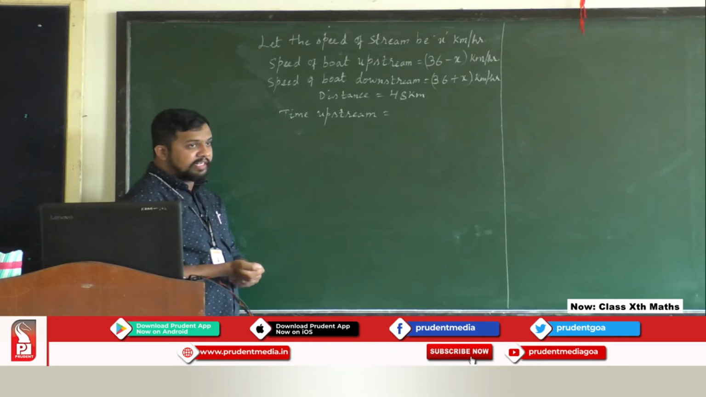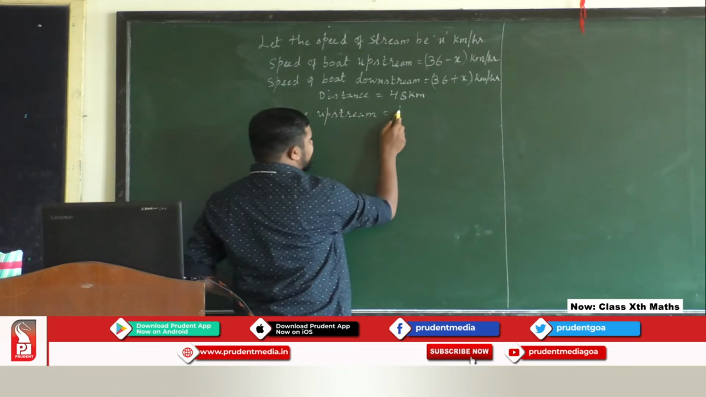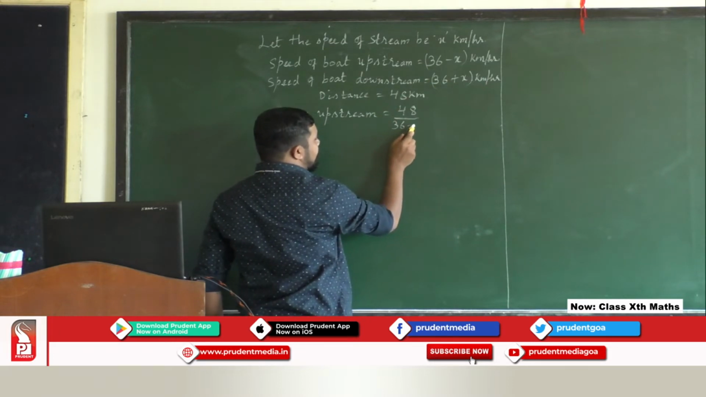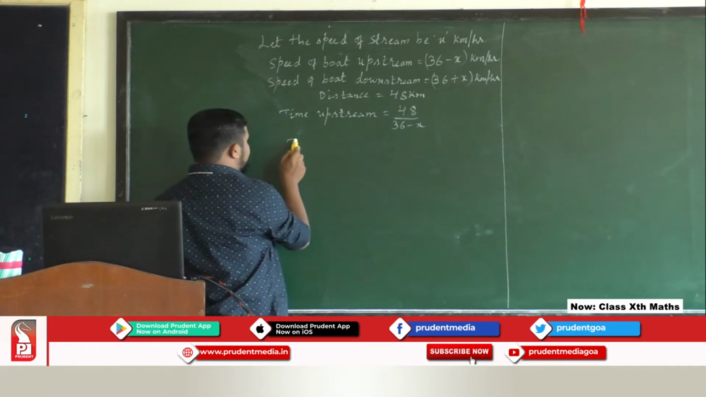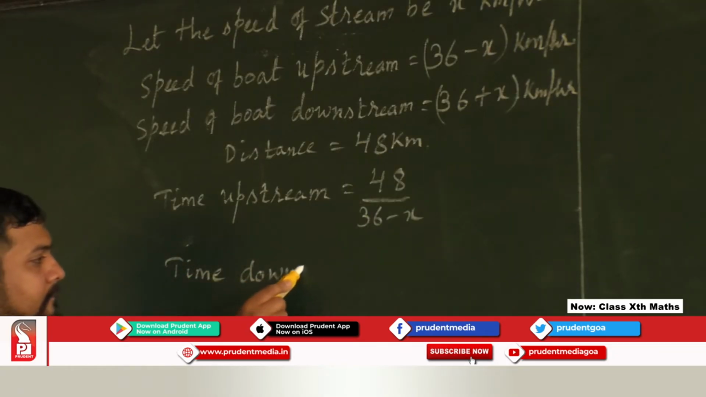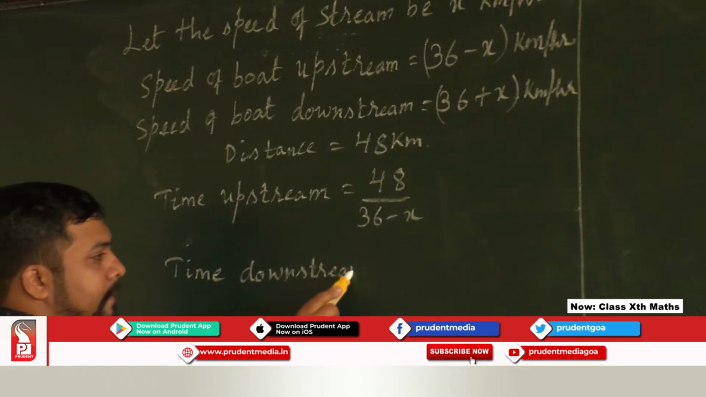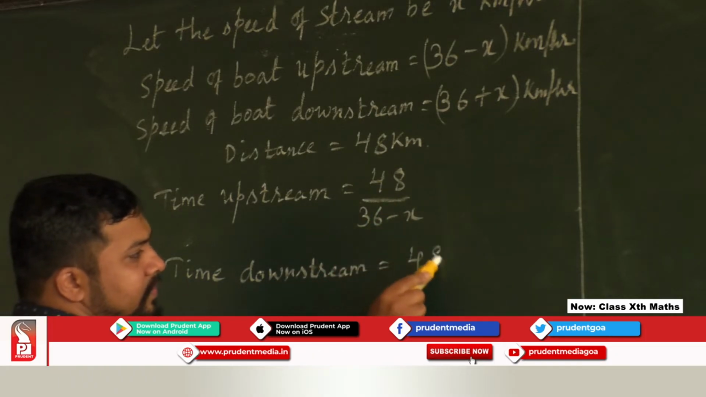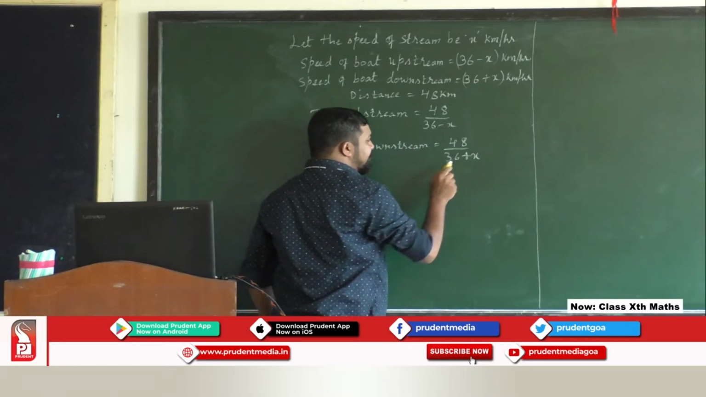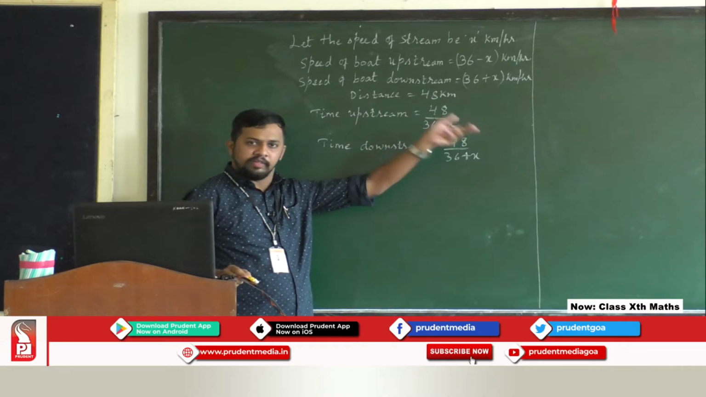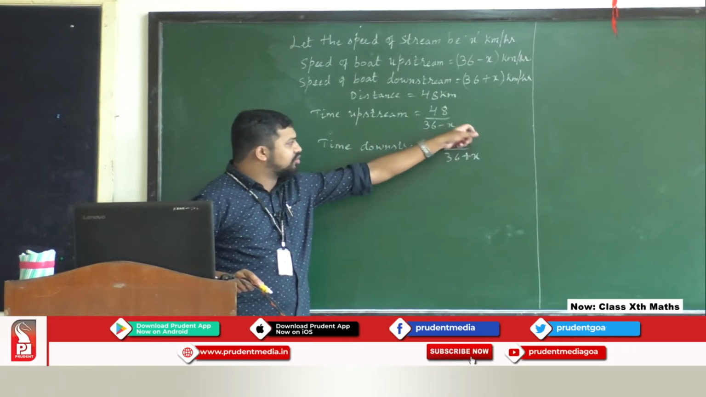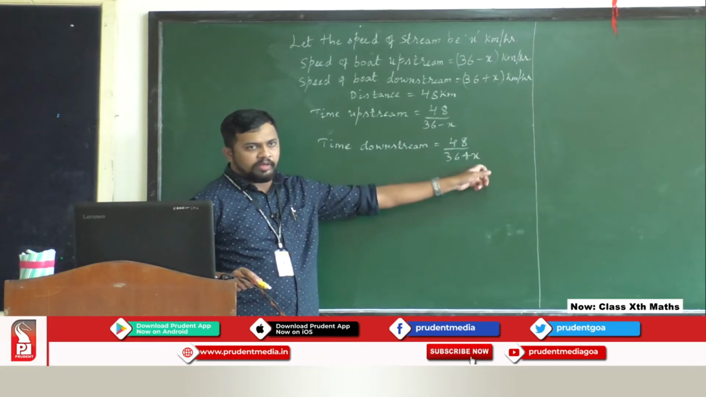Time upstream. Formula of time you know, that is nothing but distance upon speed. Distance 48, speed of upstream 36 minus x. Time downstream: distance 48, speed is 36 plus x. So if you see in this case, speed increases, concept we know, if the speed increases, time has to decrease. So this quantity will be negative.